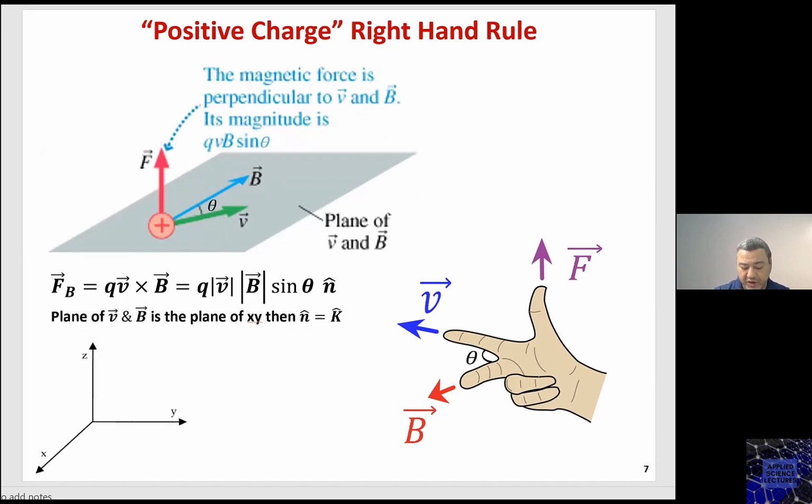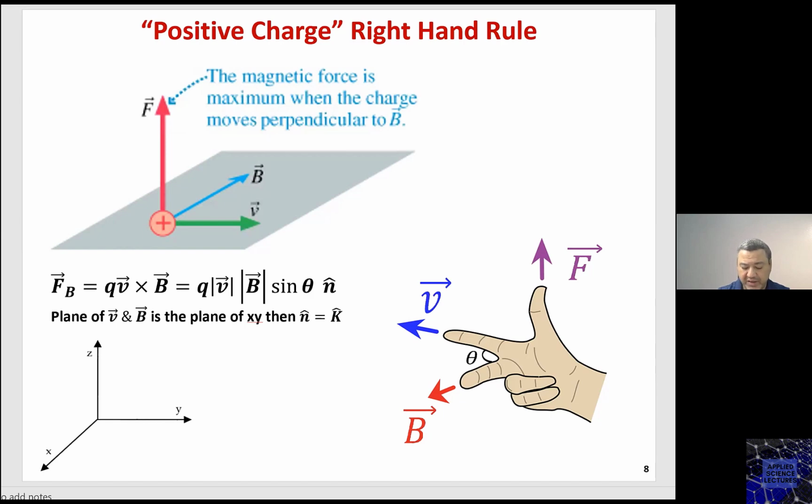Here we have a positive charge, so let's try it. Use your right hand, put your index toward the velocity v, put your middle finger toward the magnetic field b. You will notice that the magnetic force in this case is pointing upward in the z direction, and that's why my n hat here equals k hat. This defines the direction of the magnetic force. Let's move on, try the next one.